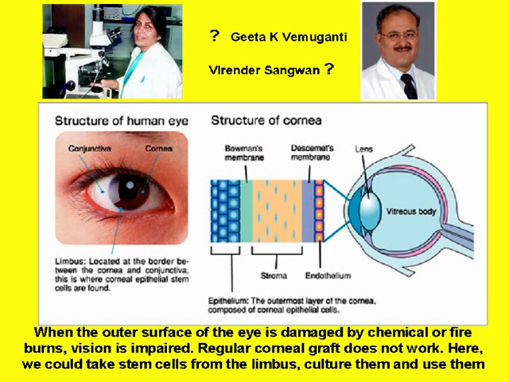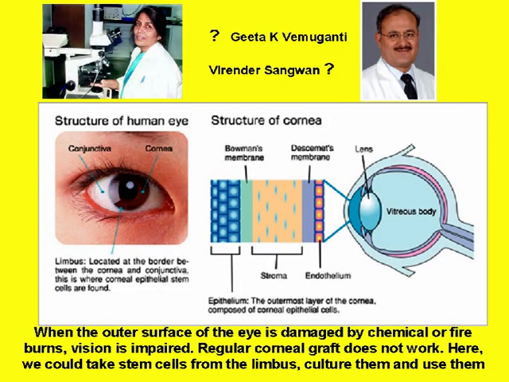Two of my colleagues at the Institute, Geeta Vemuganti, she's a biologist, and Dr. Sangwan. Here is the eye, you notice. That part is the cornea. Occasionally it gets damaged because of fire, acid burn, things of that kind. You can't put in a corneal graft because the wound is so deep.